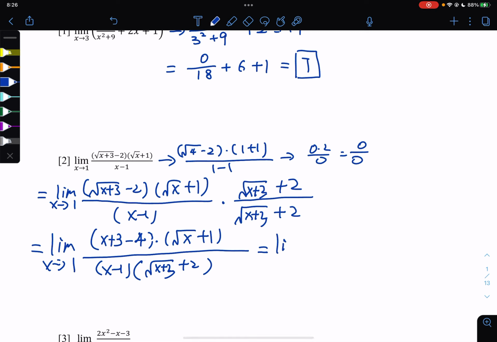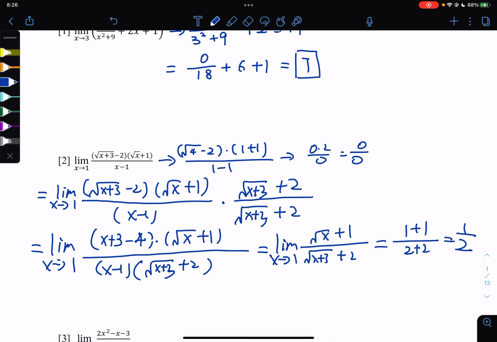So I have this expression with x approaches 1, so I end up with the limit as x approaches 1 of root x plus 1 over root x plus 3 plus 2, which is 1 plus 1 over 2 plus 2, which ends up with 2 over 4, or 1/2, which is my final answer here for this problem.